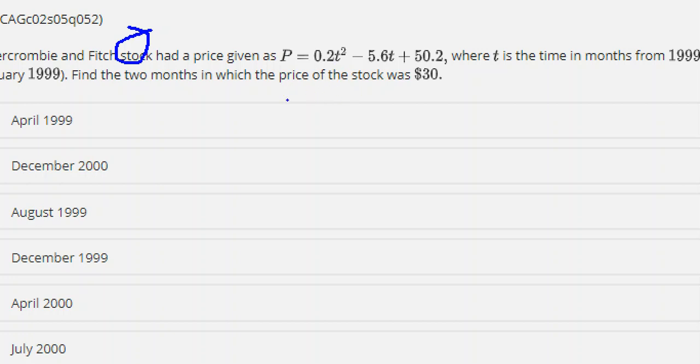Okay, so now the question is: find the 2 months in which the price of the stock was $30. This is the stock price. It says "was," so that means it's equal to $30. Therefore, this is the equation that you're trying to solve. You want to find the t. So if you find t is equal to 4, that means April of 1999. If you find t to be, say, 24, that means 24 months later, that means December of 2000, right? So that's what it is.